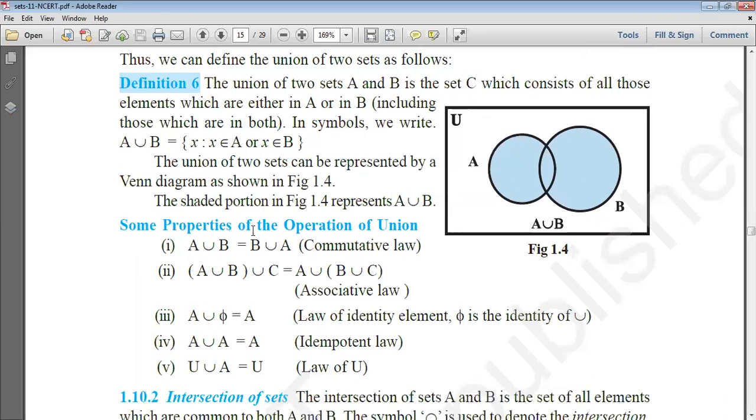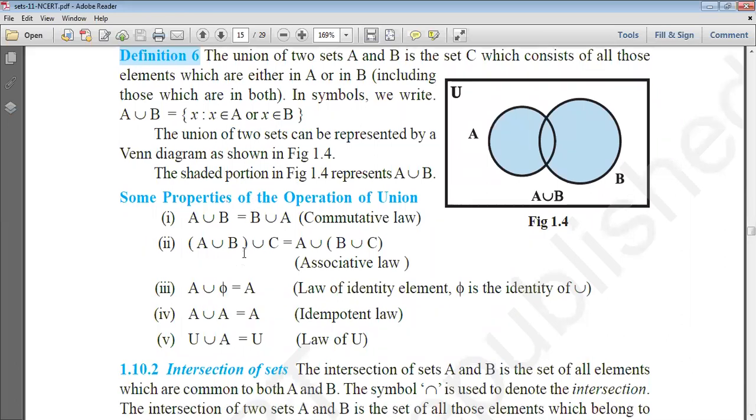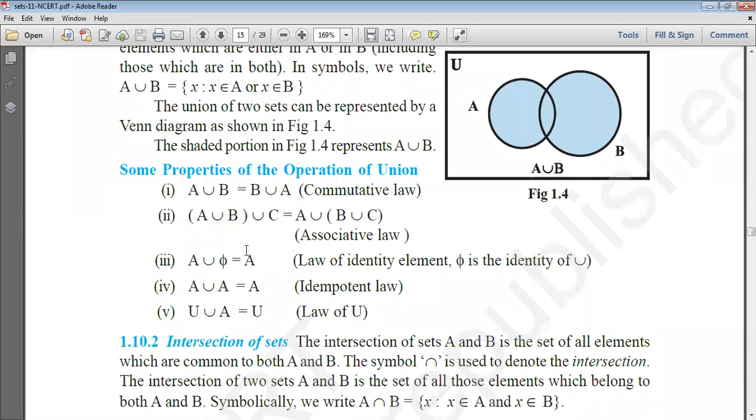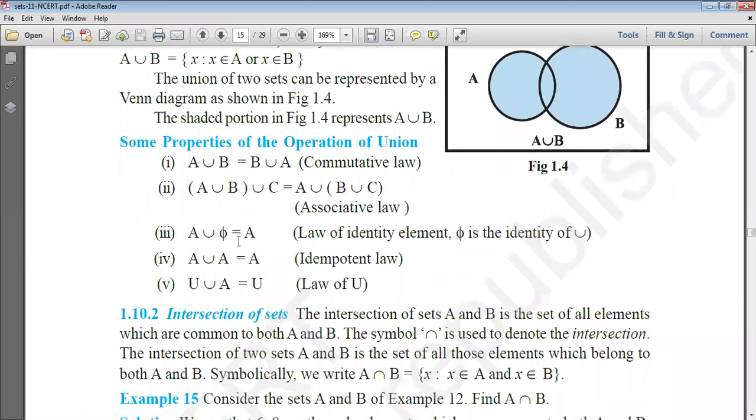Some properties of the operation of union are here, and these can actually be proved with the help of figures. A union phi is A, A union A is equal to A, and universal set union A is the universal set. It is a simple observation.